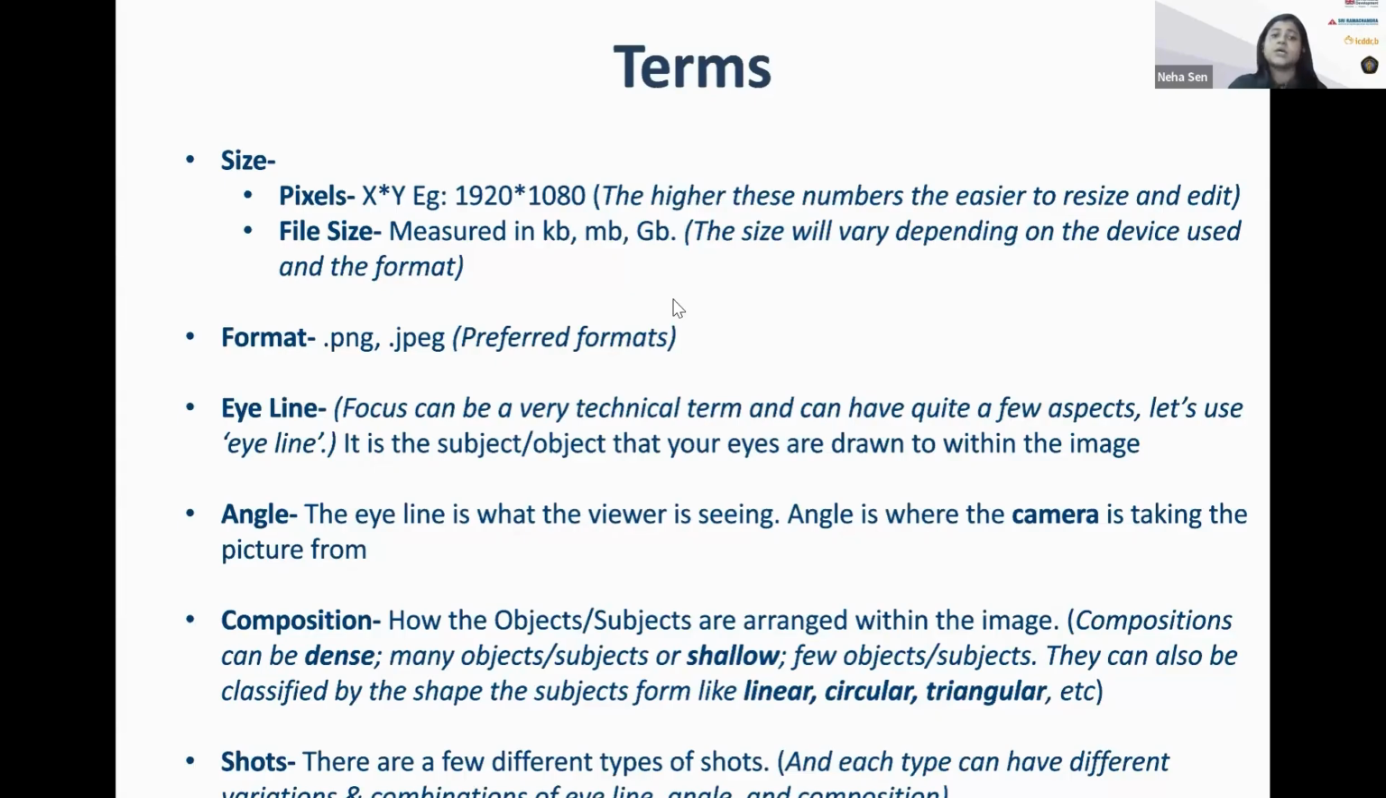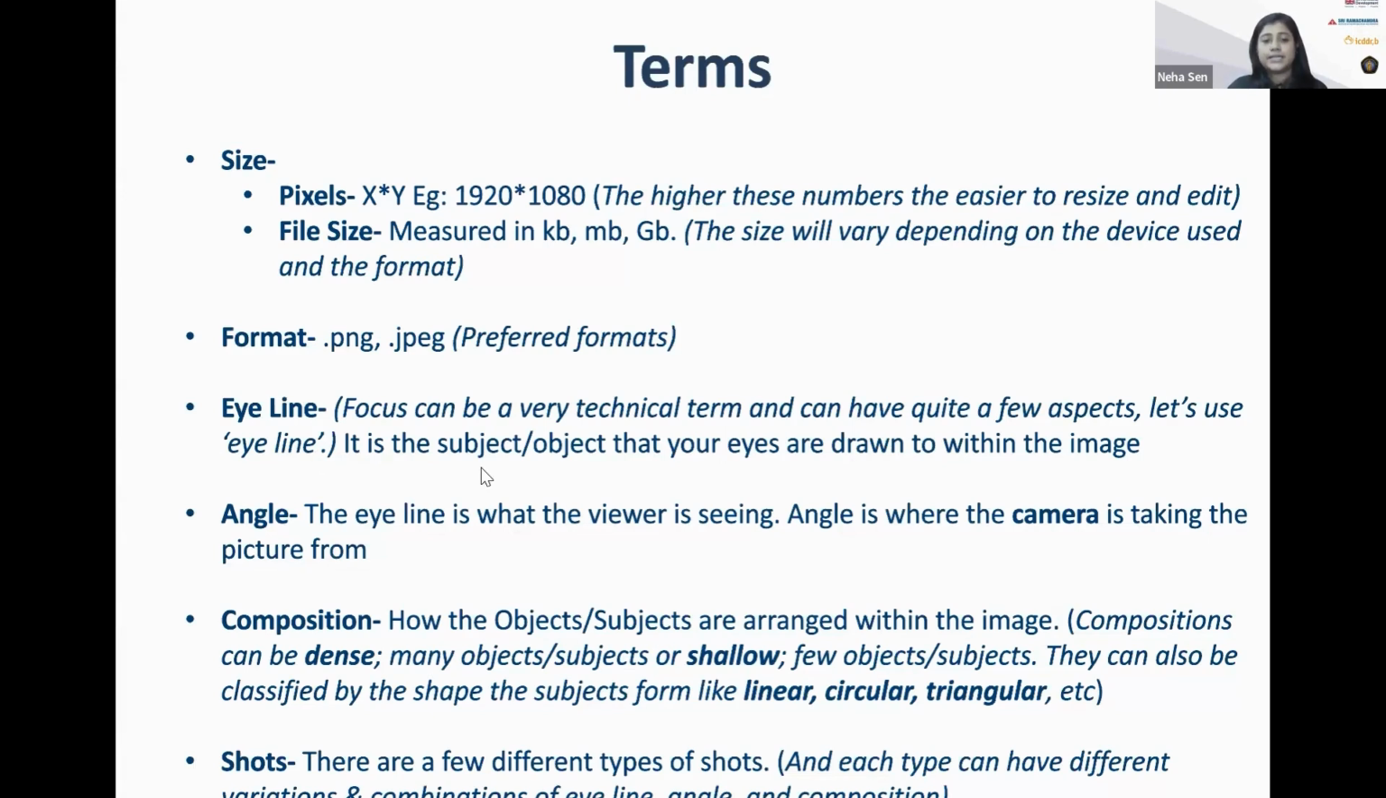The format. PNG and JPEG are the most preferred formats. Other formats cause a bit of trouble because they again become difficult to edit. You have to convert it and then edit it, and in doing so, you lose some of the quality of it.